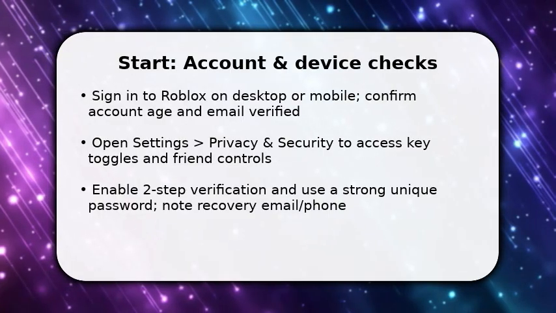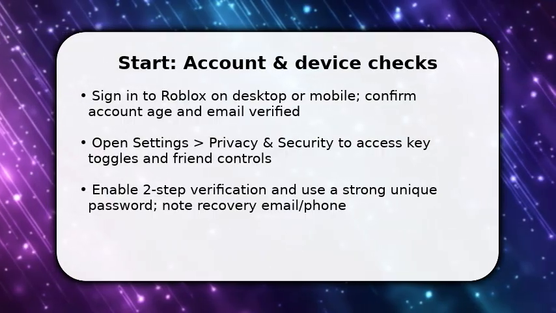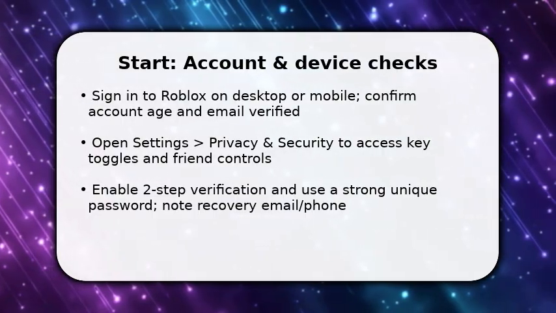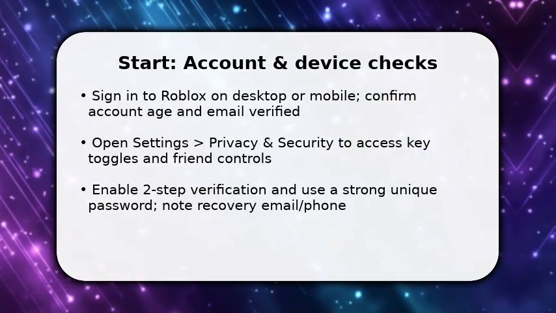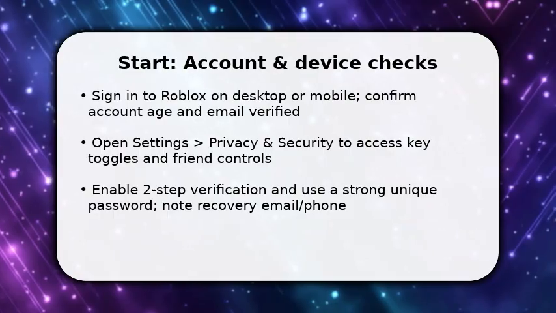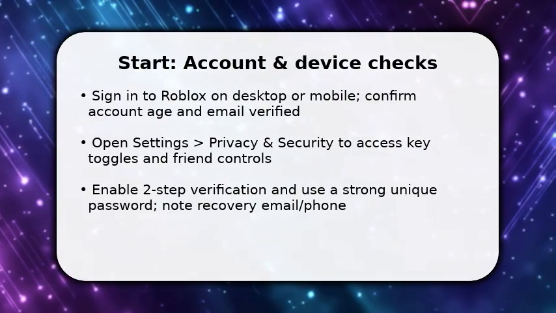You begin by signing into Roblox and confirming your account age and verified email so privacy options appear correctly. Once signed in, go straight to Settings, then Privacy and Security. This is where friend, chat, and content controls live.